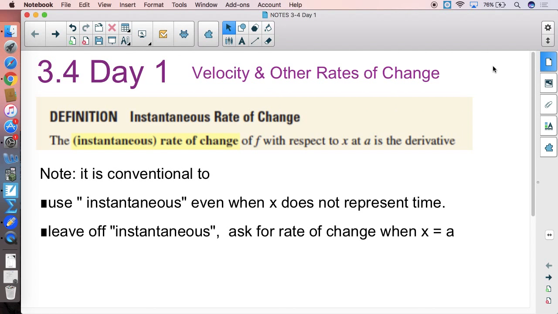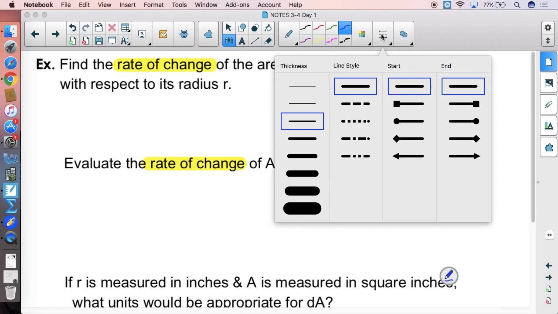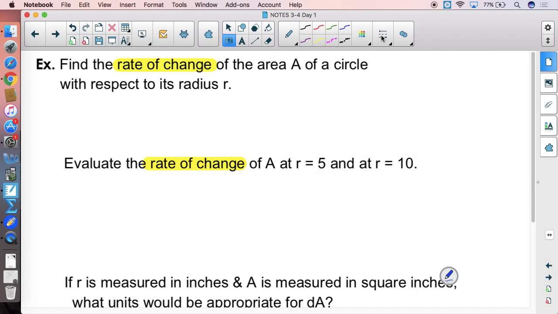So in the first problem that you're going to look at, they're asking for the rate of change of area of a circle with respect to radius. So when we think rate of change, again, we want to think derivative. The first thing we need then is a formula that uses area and radius. So whatever formula they're referring to needs to have those variables in it. We need a formula for area in terms of radius. So that's our first task.